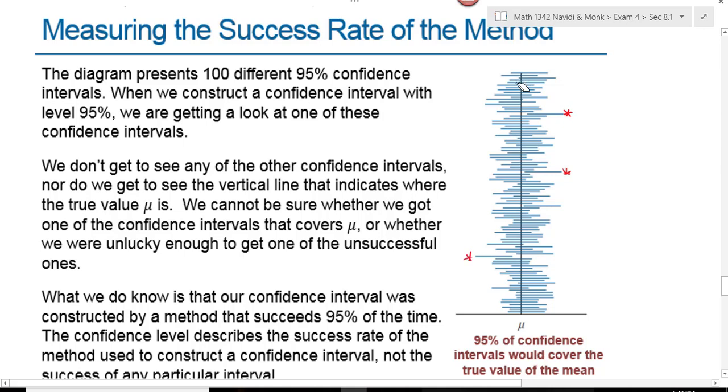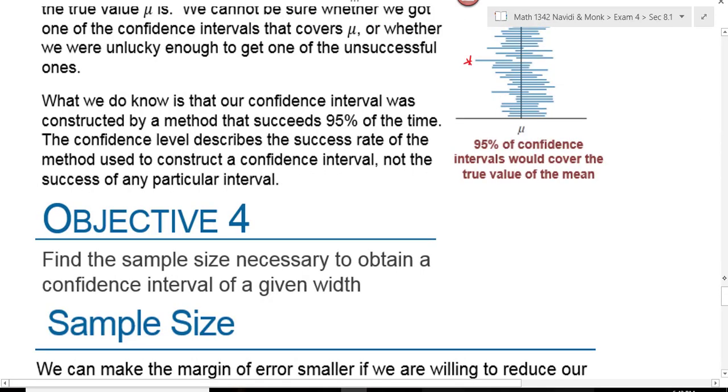We hope we get one that actually contains the mean for the population, but we might end up with one of these. That's why when you're doing research, you generally want to pull multiple samples and calculate different confidence intervals. What we do know is that our confidence interval was constructed by a method that succeeds 95% of the time.